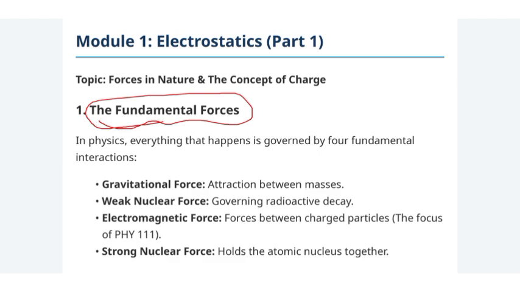So everything that happens around you, all the interactions around you, are governed by these 4 fundamental interactions or 4 fundamental forces. And they include these 4 which I have outlined here, which includes gravitational force. Gravitational force basically is the attraction between masses. So when you hear mass 1, mass 2, a distance, just know what they are talking about is gravitational force. Another force we have is weak nuclear force.